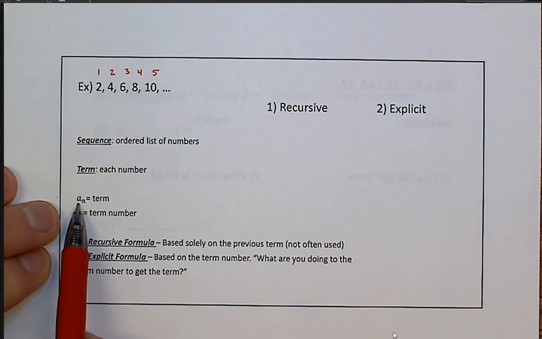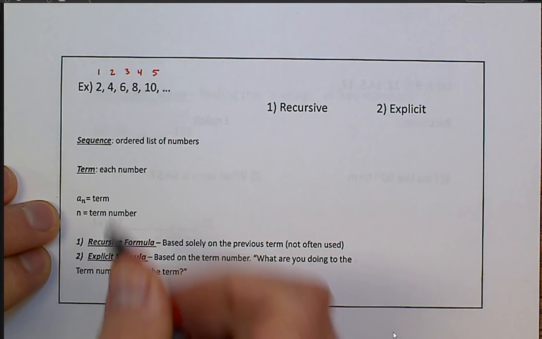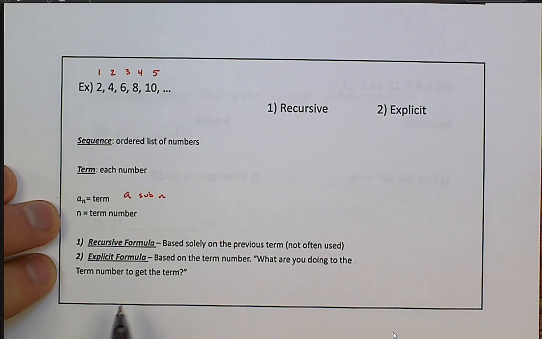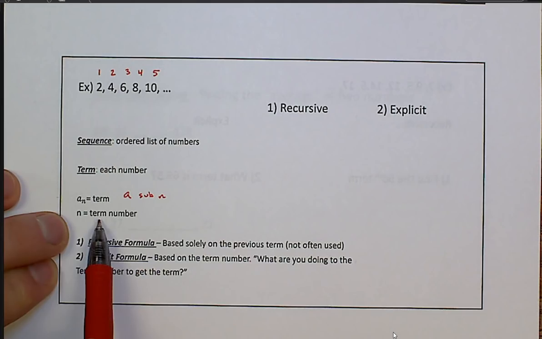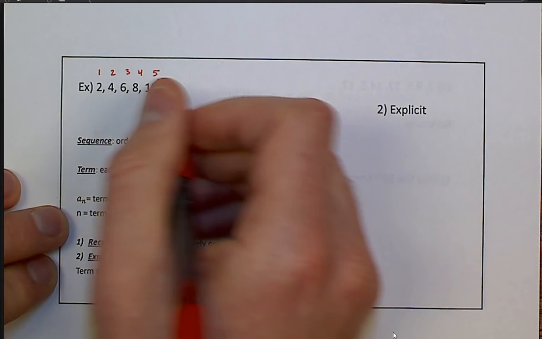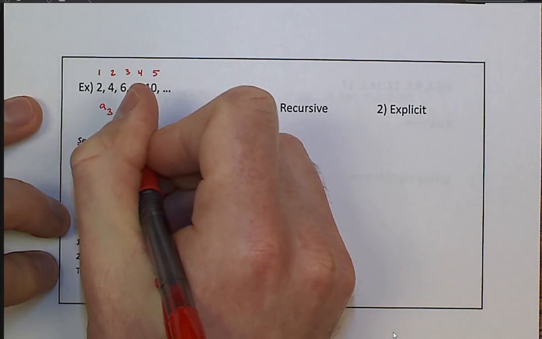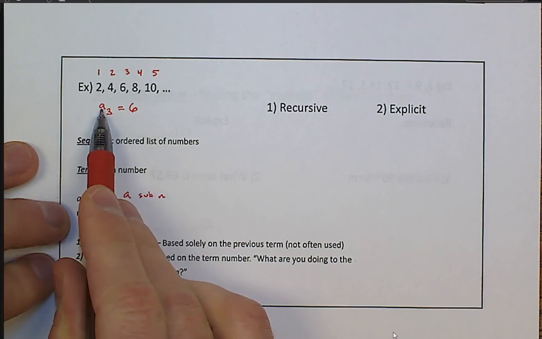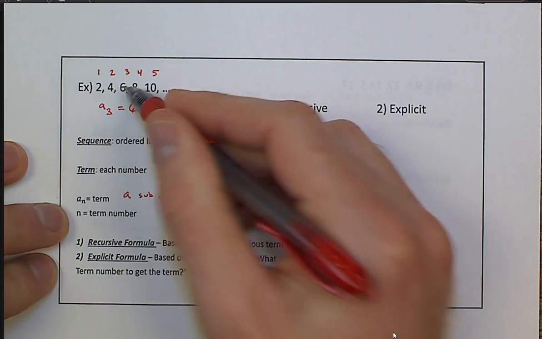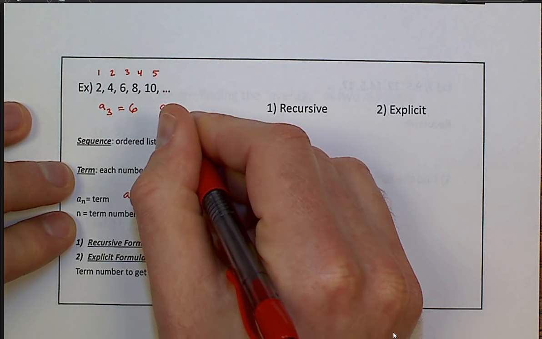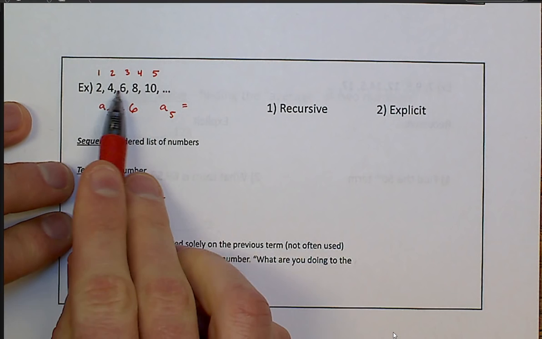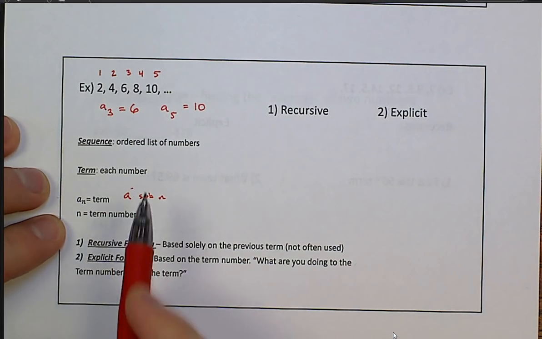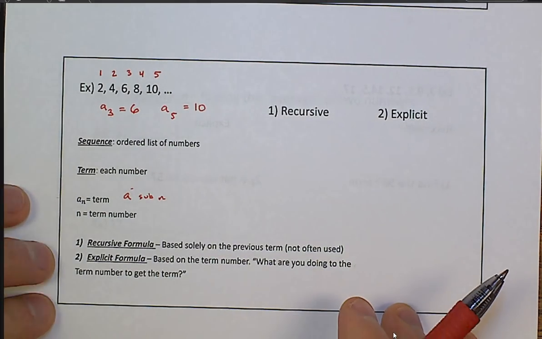This is a sub n. We say a sub n. That's how we would pronounce that, okay? Where n is the term number. So like in this example here, a sub 3 would be 6 because the third term in the sequence of a would be 6. If I said what's a sub 5? A sub 5, what is the fifth term? 1, 2, 3, 4, 5. The fifth term would be 10. So n represents the term number. A sub n is the term itself, okay?